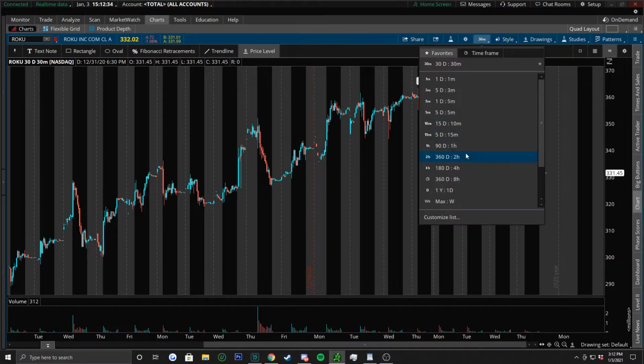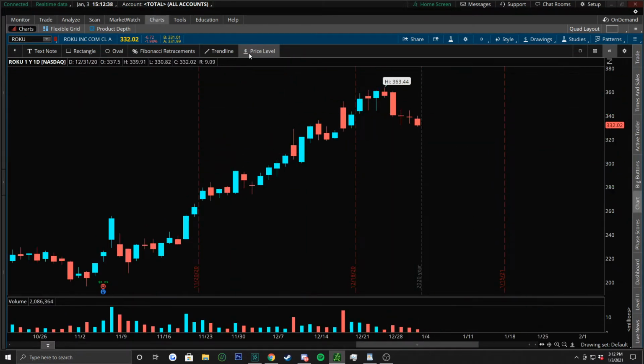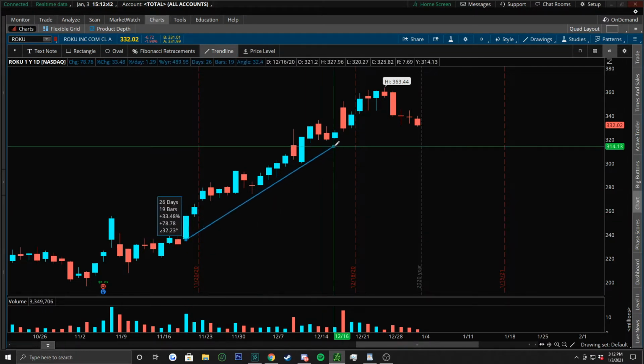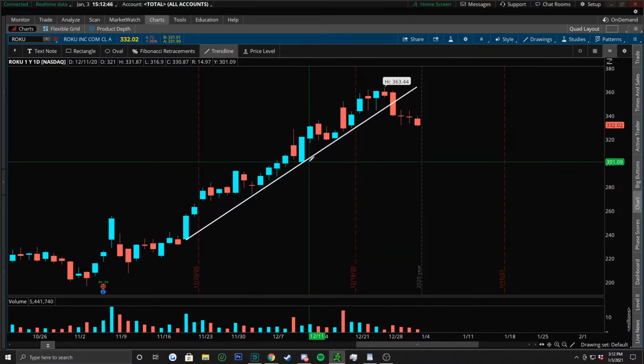So I'm going to go back to the daily. I'm going to grab a good strong trend line, which I'm pretty sure it's broken by now. Yeah, if I was to take it from, let's just say here, kind of right along that edge, because you have a touch there, touch there, touch there, touch there. 1, 2, 3, 4, 5, and then the break. So the rule of 5 was kind of big on that one.